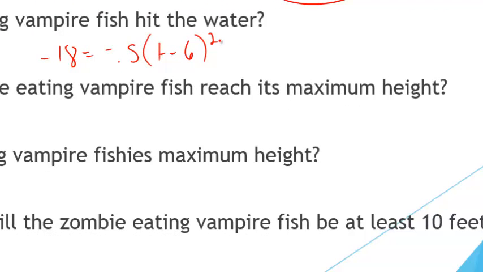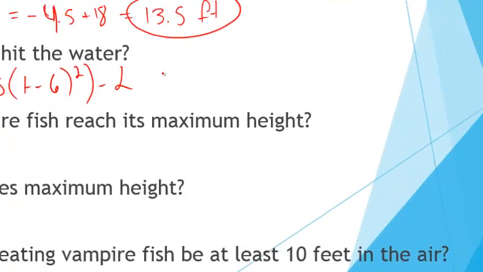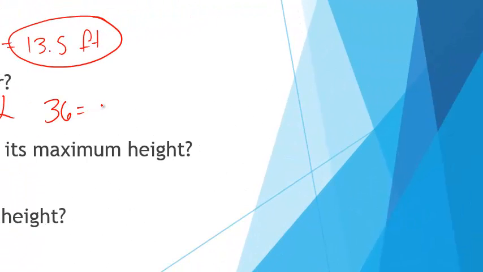And now we need to do the opposite of multiplication, division. We have a negative 0.5 multiplied to the outside. So in order to get rid of that, we need to multiply by a negative 2 to get it to be a positive 1. So multiply both sides by a negative 2. Negative 2 times negative 18 is 36, equals negative 2 times negative 0.5 is positive 1, so that would be just (t minus 6) squared. Now, in order to get rid of the squared sign, we need to take the opposite of the squared, which is the square root. So square root both sides.